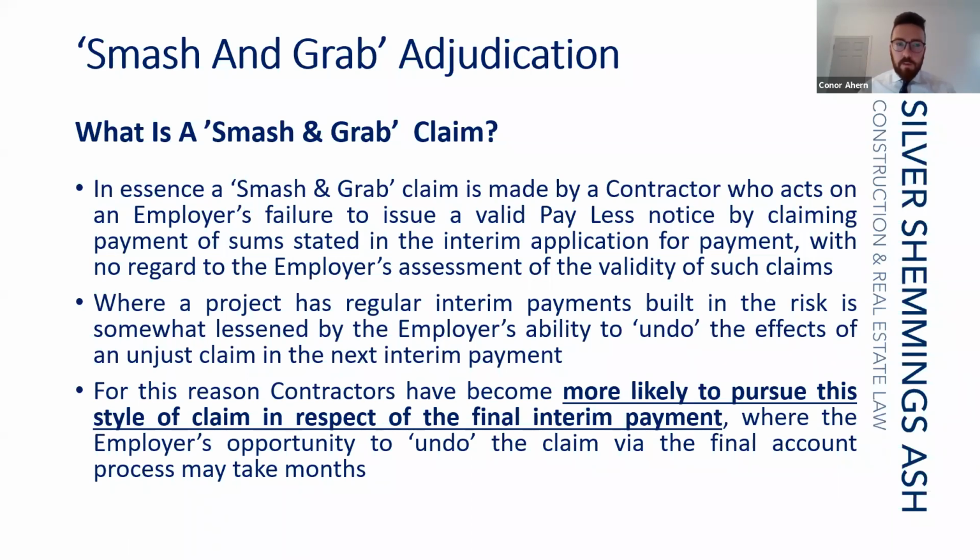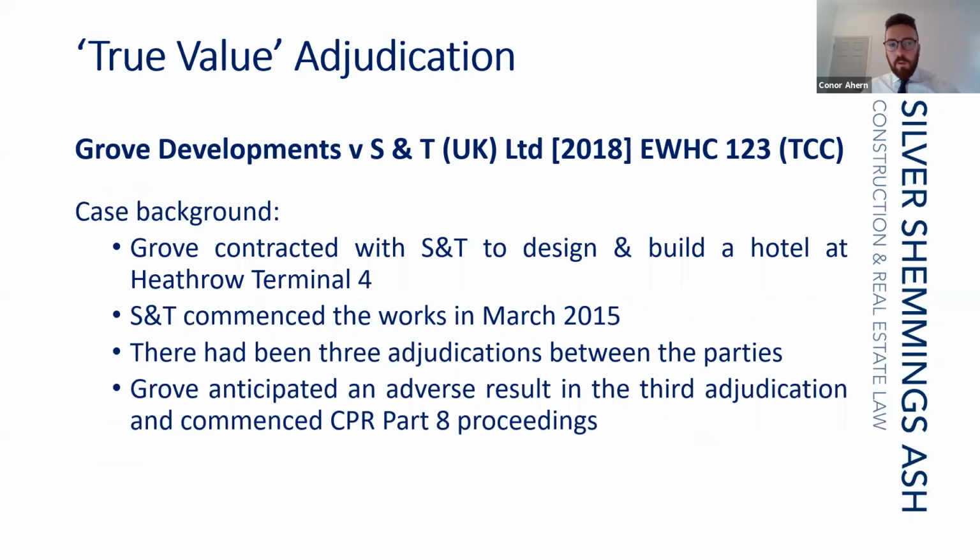So that gives you an idea of what the smash and grab claim is. Basically, it's a failure to issue a valid payment and/or pay less notice in line with the dates stipulated either in the contract or the regime under the scheme. So with that in mind, you can see that this is being pursued largely at final account, because on an interim payment it can just be corrected in the following interim payment. It was a good tactic to have if final account is coming up, and that's what happened in the case of Grove versus S&T back in 2018.